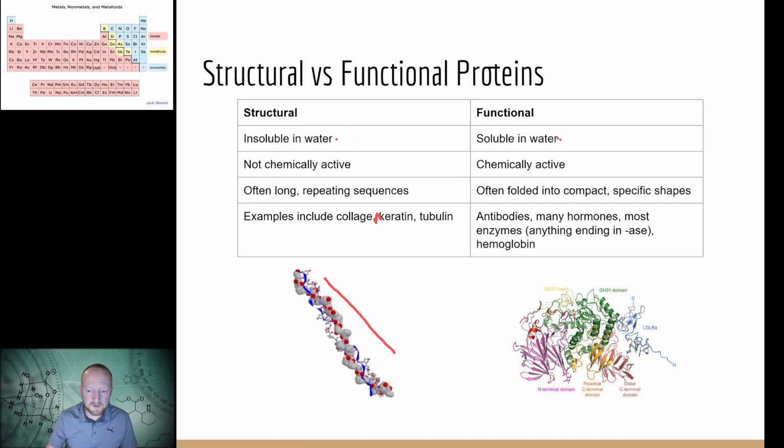If we go to functional proteins, they are going to be soluble in water. So if structural is insoluble, functional is soluble, which one's going to be polarized? This one. They're chemically active, so they are regulating chemical reactions, where these are not. If you think of tubulin, they're assisting mitosis, but they're not doing anything other than physically assisting, whereas these are chemically assisting. They're often folded into compact specific shapes, so we have a ton of hydrogen bonding going on down here. Some examples include antibodies, most hormones, most enzymes, anything that ends in A's, and hemoglobin is another functional protein.